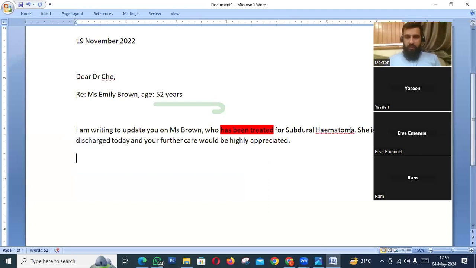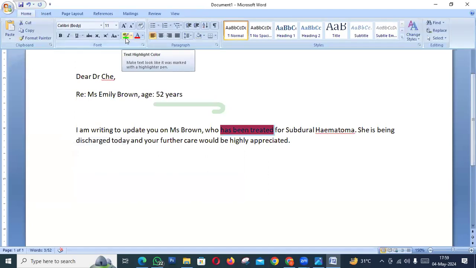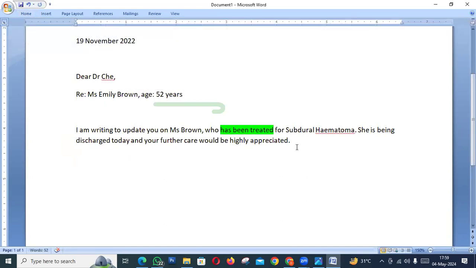Okay. Anyone else? For a subdural hematoma, sir. For a subdural hematoma. Very good. Excellent. So for a subdural hematoma. Why? Because, sir, there's only one hematoma, it's countable. One hematoma. Very good. Do you agree with the doctor or not?